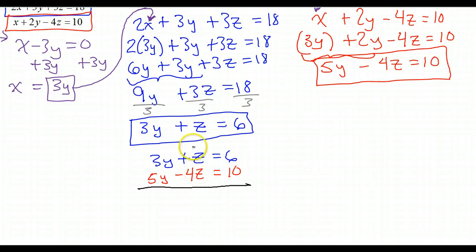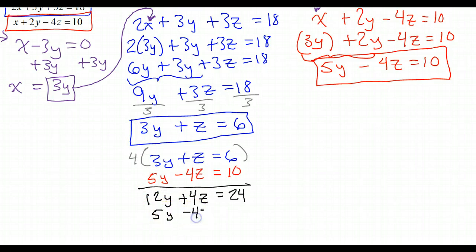I need opposites that cancel. I think the easiest thing to do would be to make the z's cancel out. So in order to make those z's cancel out, I am going to multiply the top equation by 4. So that is going to give me 12y plus 4z is equal to 24. Now the bottom equation, I'm just going to recopy it the way it is. So that's 5y minus 4z is equal to 10.